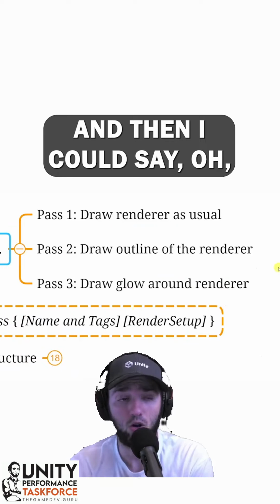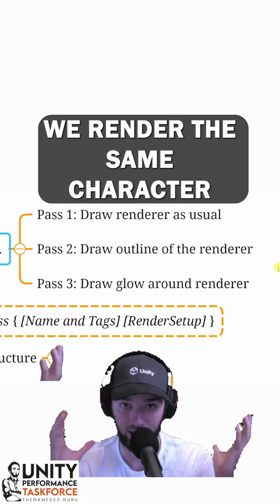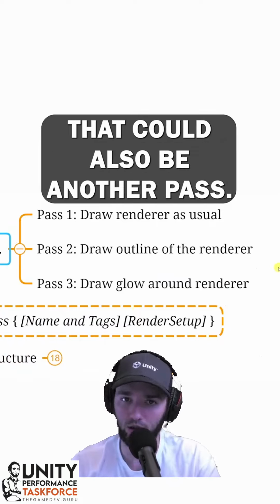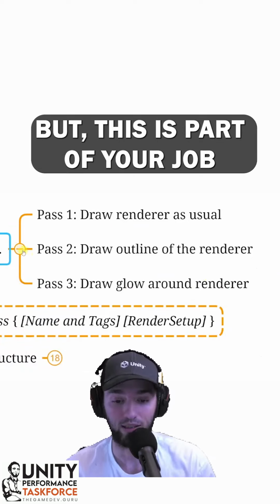And then I could say, oh, you know what? I want to render an outline. Could be a different pass. We render the same character only with a different configuration so the outline glow around it. That could also be another pass. This is very flexible and it is also very expensive, but it is part of your job.